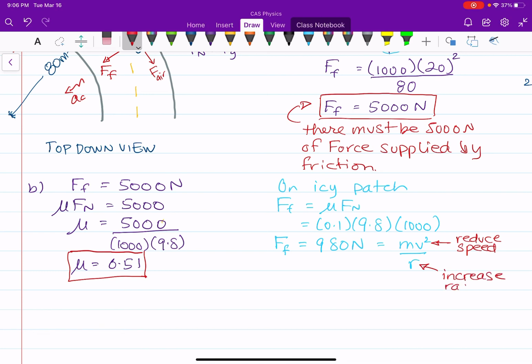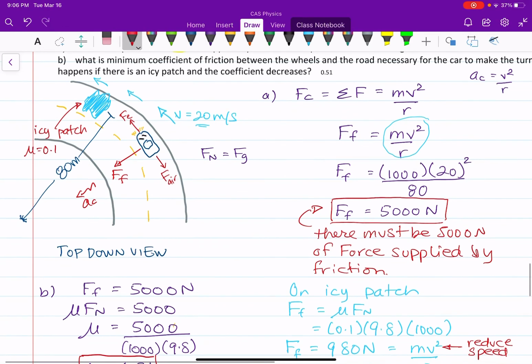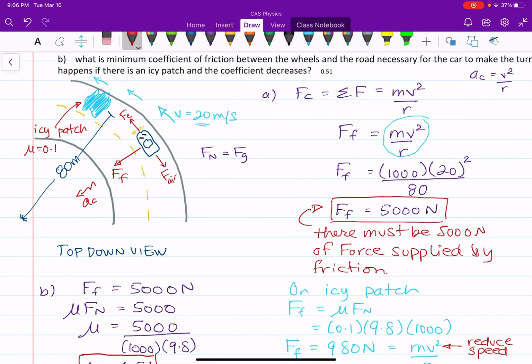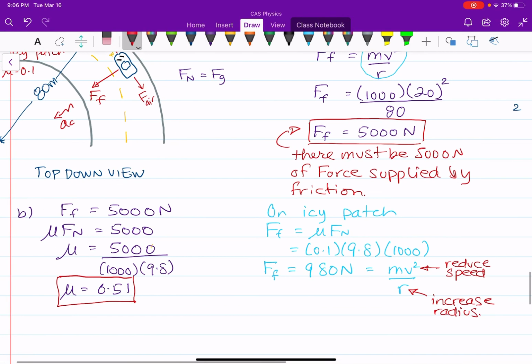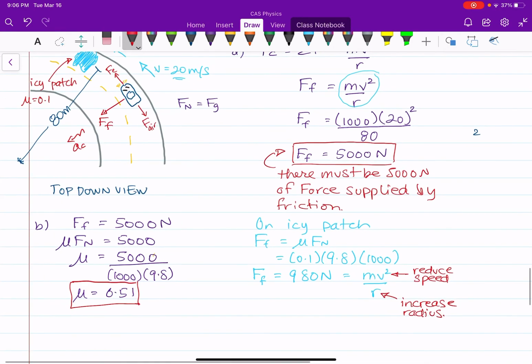And that's what happens when a car skids. It spins out. So instead of following the road, this car might hit that icy patch and spin off. And what it's actually doing is just increasing the radius of its turn, which minimizes the amount of friction it needs so that it gets to make it around that turn.